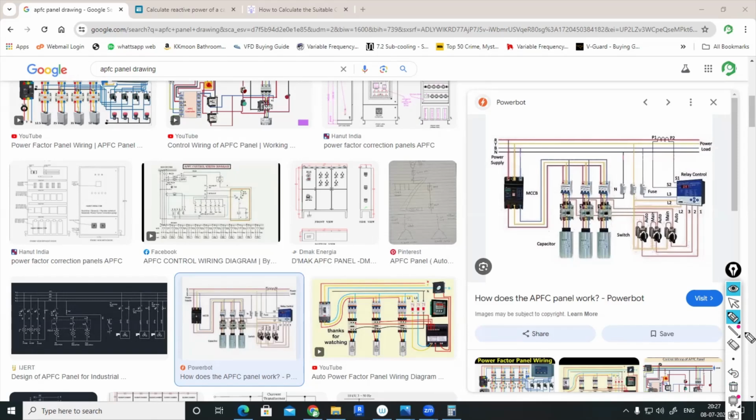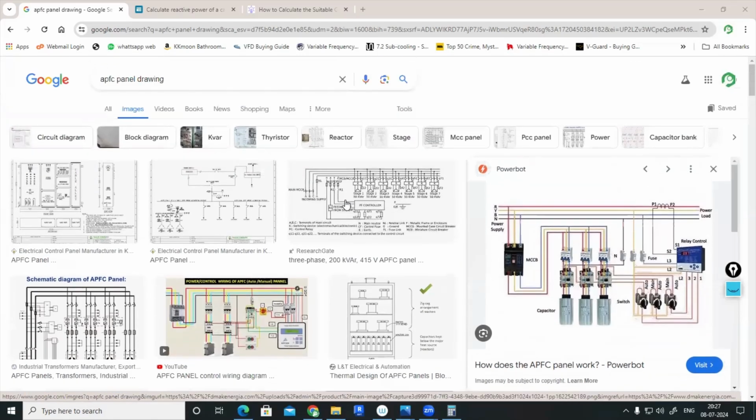So that's an APFC panel. Mainly it has a main protective device, individual circuit breakers, contactors, capacitors, and the APFC relay control.